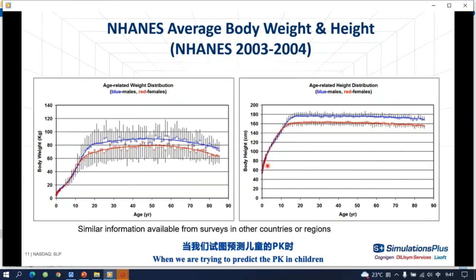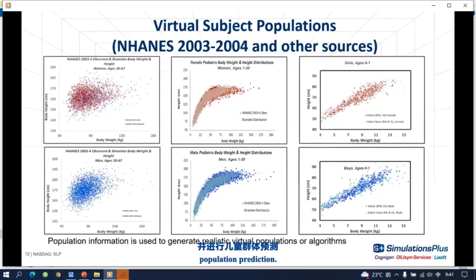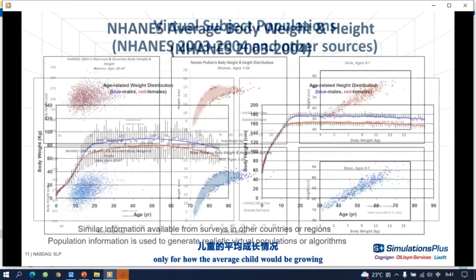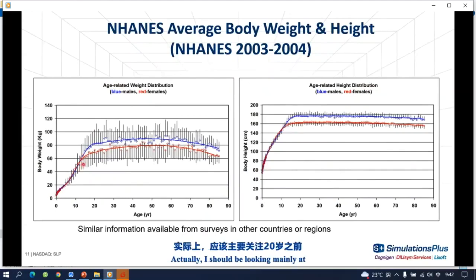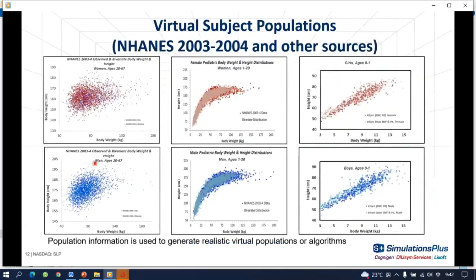When we are trying to predict the PK in children, we are not going to be looking only at a single child usually, but eventually we will want to predict the PK in a group of children, doing a population prediction. So the algorithms need to account not only for how the average child would be growing, actually I should be looking mainly at the curves up to about 20 years, how the average child would be growing, but also be able to account for the variability in body heights, body weights, as well as the different tissue sizes.